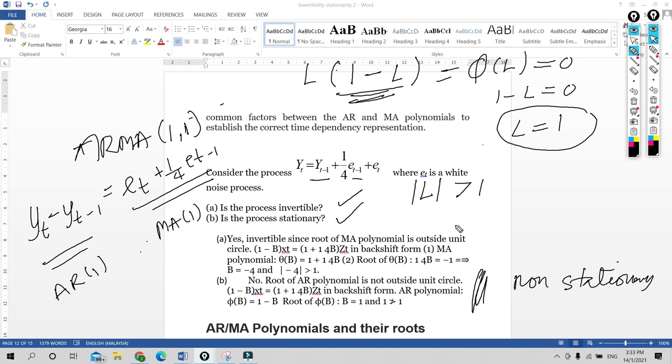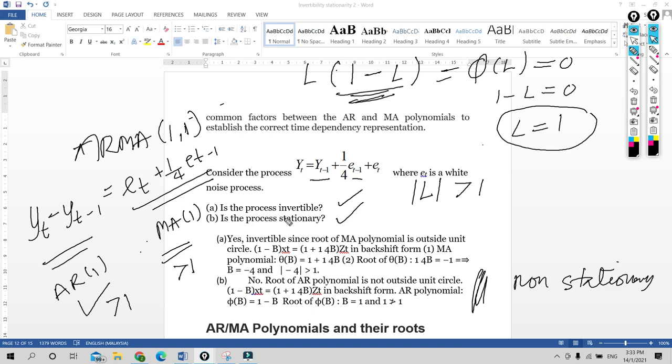Now for the second one, I want to check. If you want to have a stationary process, the unit root of the AR(1) must be greater than 1, and the MA unit root also must be greater than 1. If either one is less than or equal to 1, then this cannot be considered stationary. Both must be greater than 1. If one of them is less than or equal to 1, then the data is considered non-stationary.